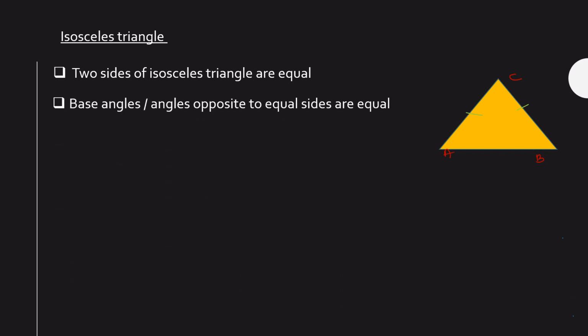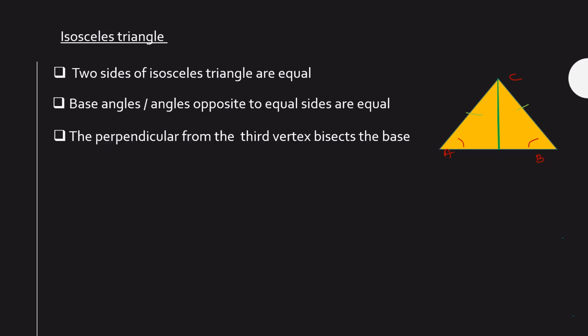Base angles or angles opposite to equal sides are equal. Here, which are the angles? Yes, angle A and angle B are equal. What about the third point? We have drawn a perpendicular, isn't it? So the perpendicular from the third vertex bisects the base. What does the word bisect mean?